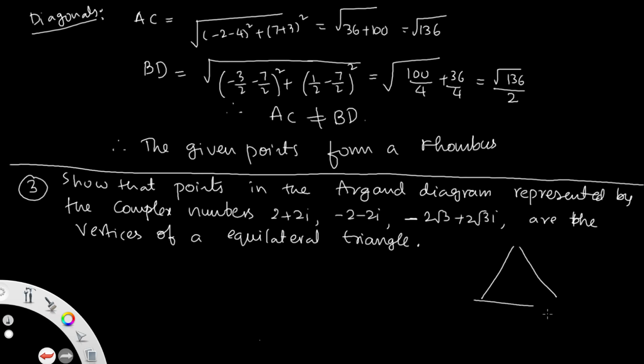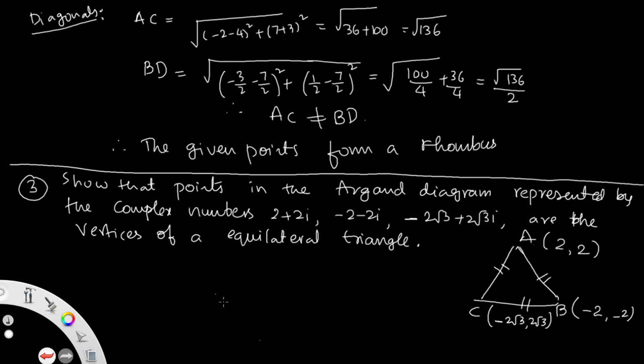Let the points be A, B and C. The complex numbers are given, but as a point, 2 plus 2i can be written as 2 comma 2. The second point is minus 2 comma minus 2. And the third point is minus 2 root 3 comma 2 root 3. So for these 3 points to be equilateral, the AB distance, BC distance and AC distance should be equal. We have to prove that only. That much is enough.